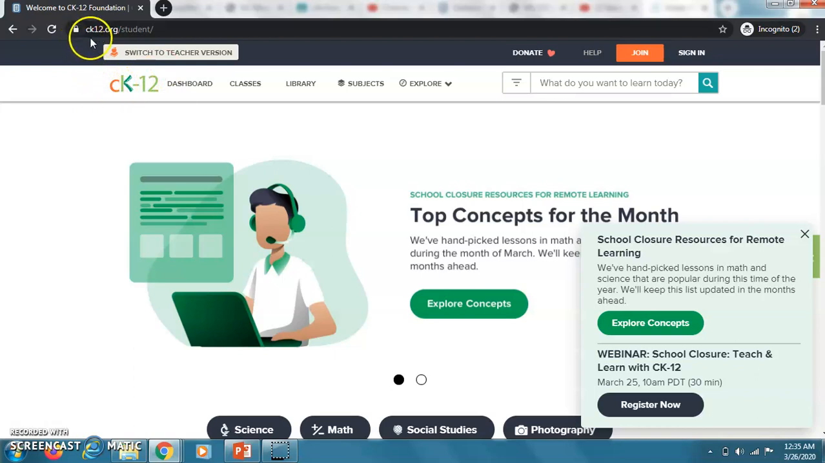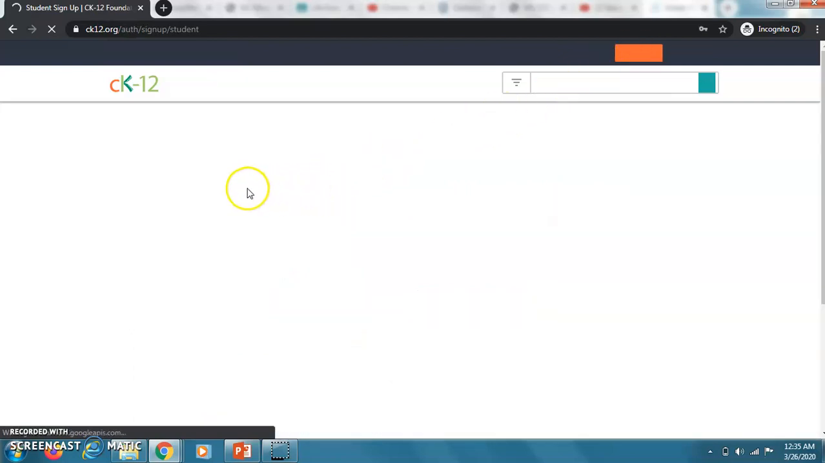It's called ck12.org/student, and then you're going to click up here to join. I'll show you the class code in a minute, but this is something I've used years before when we were in the computer lab. It's a good way to have some review of some information and also for me to ask you some questions. So if you click on join up here, it should send you to a page where you can sign up with Google.